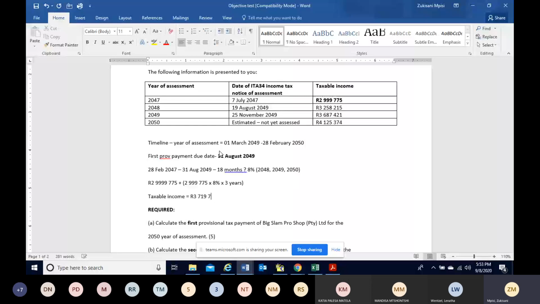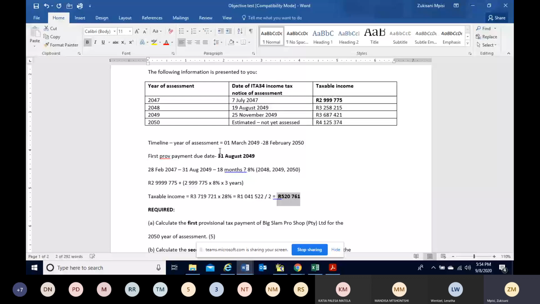Which you're going to say now times 28%. Gives you 1,041,521.22 divided by 2 then gives you 520,761, which becomes your first provisional payment that is due.